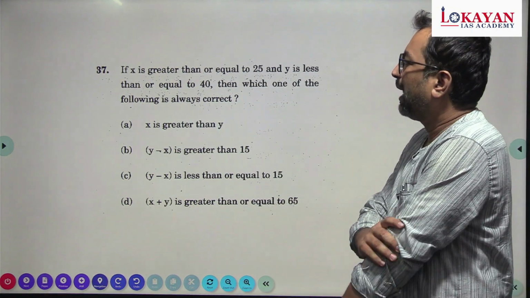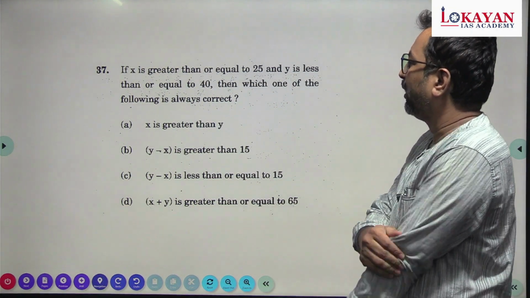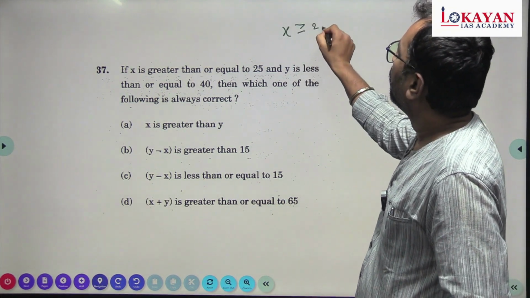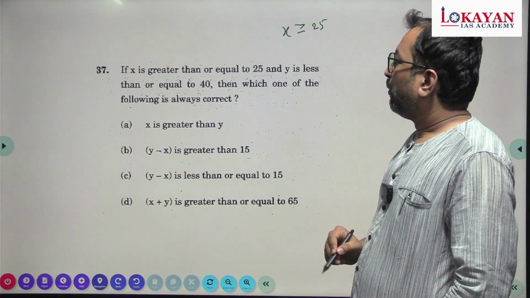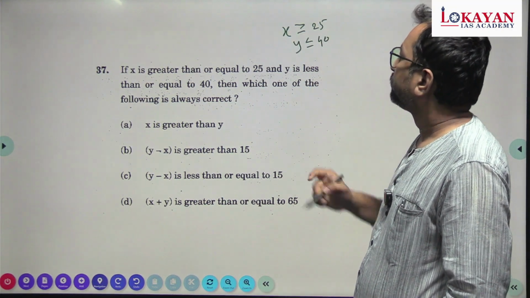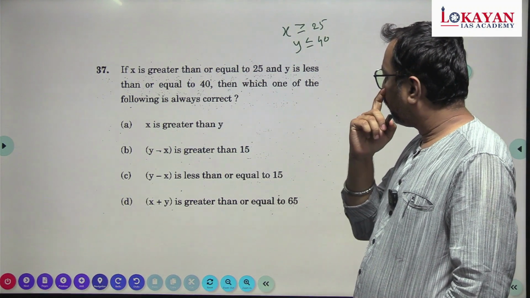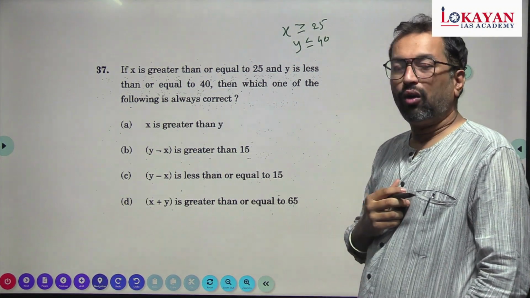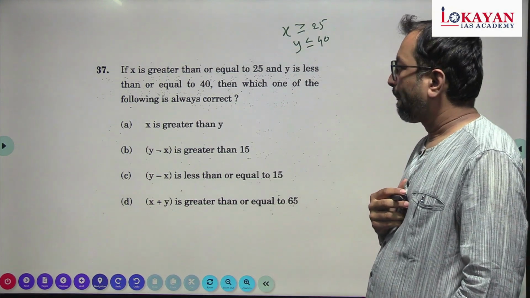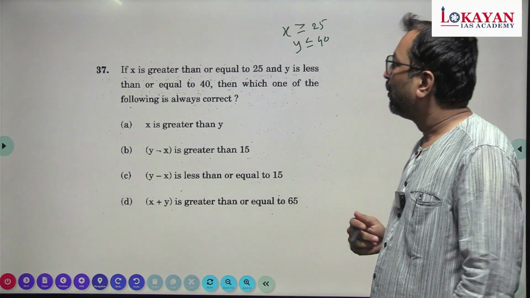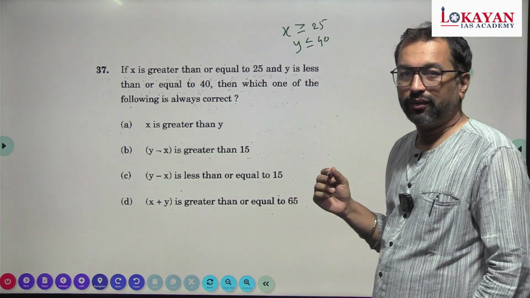Next question. If x is greater than or equal to 25, and y is less than or equal to 40, then which one of the following is always correct? See, what is the range of x? X is greater than or equal to 25, y is less than or equal to 40, right?